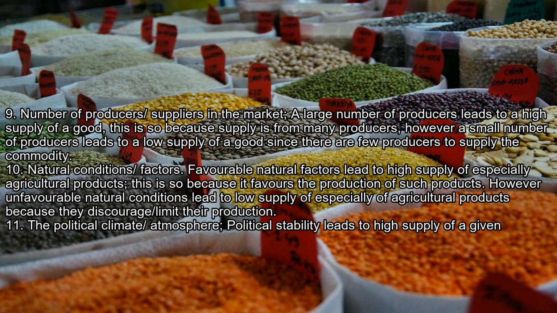10. Natural conditions/factors. Favorable natural factors lead to high supply of especially agricultural products. This is so because it favors the production of such products. However, unfavorable natural conditions lead to low supply of especially agricultural products because they discourage/limit their production.